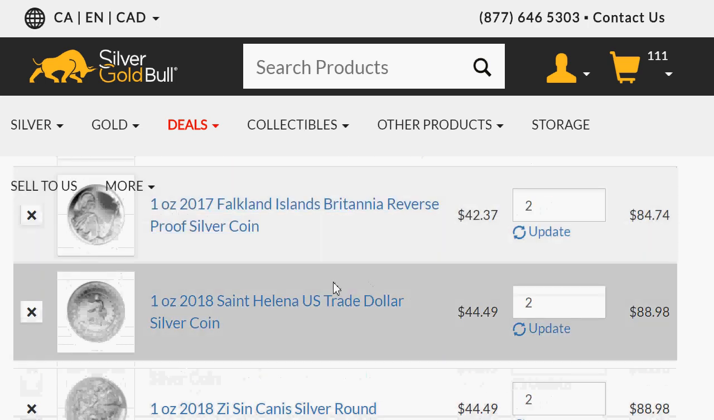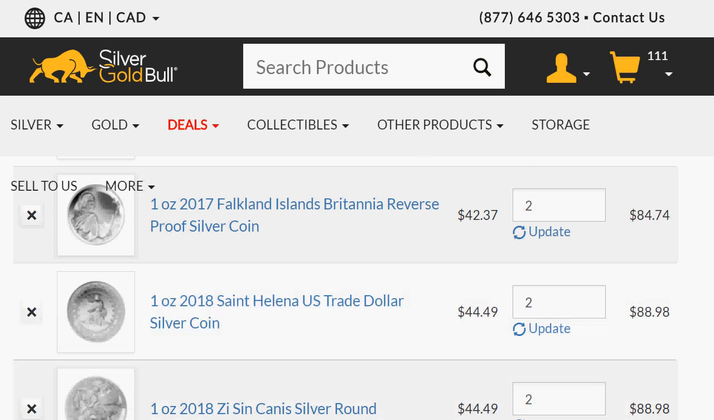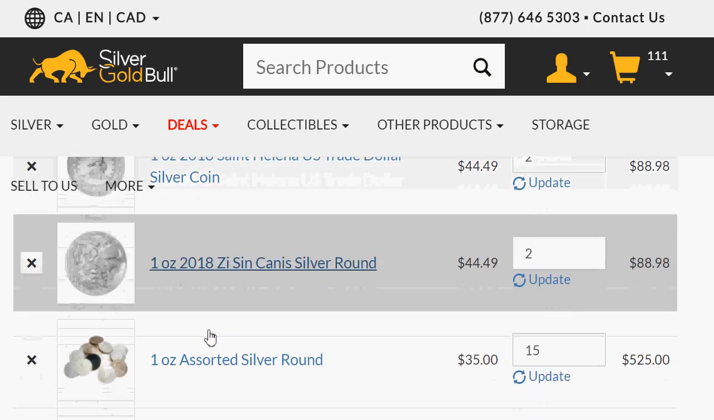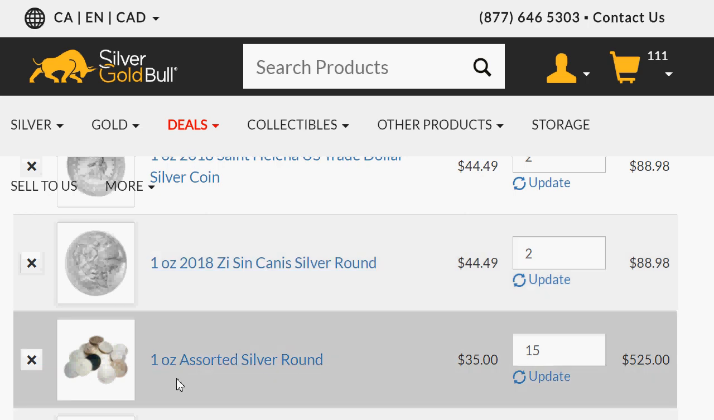2 of them, 1 2018 St. Helena, I might pronounce that wrong, U.S. trade silver coin, 2 of them. 1 2018 Z-San Canis silver round, I don't know, pronounced incorrectly in one of those 2 or both of those 2. 1 ounce assorted silver round, 15, and these numbers again just go up or down. What you give me is what you give me.